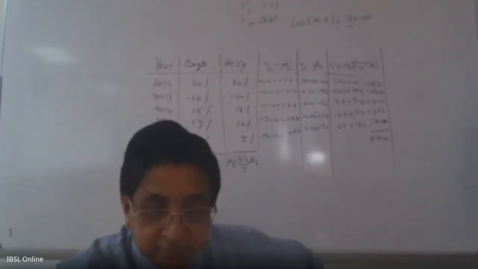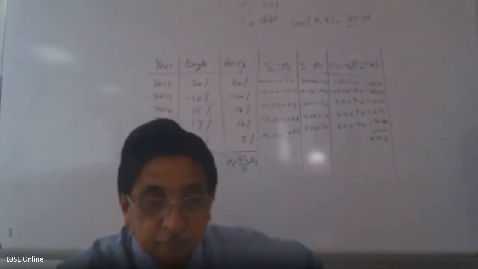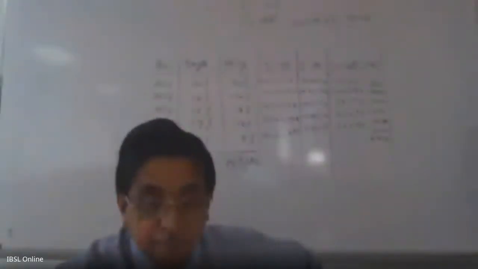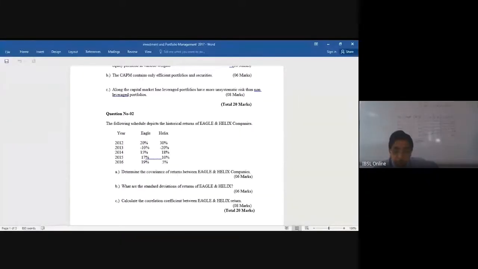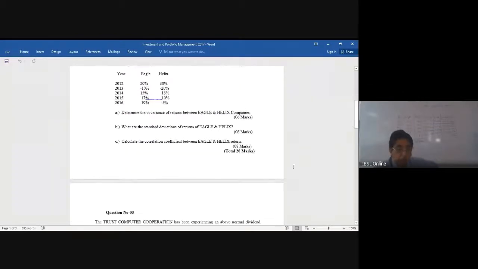Now the next question is to calculate the correlation coefficient between Eagle and Helix. Now you can just see the marks allocation. For the first part, only 6 marks are allocated. Then the second part also has 6 marks allocated, and for the third part 8 marks are allocated.